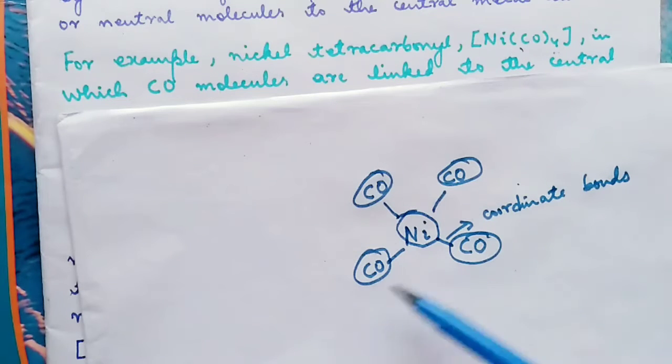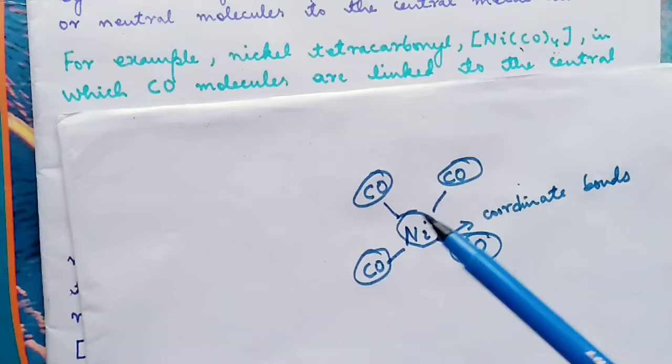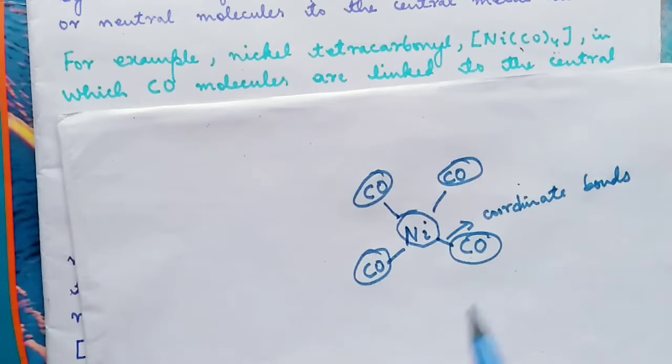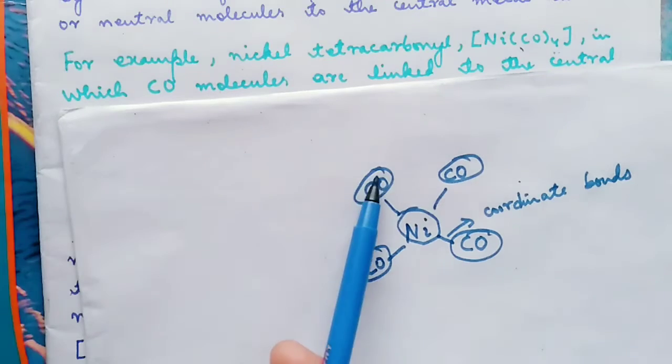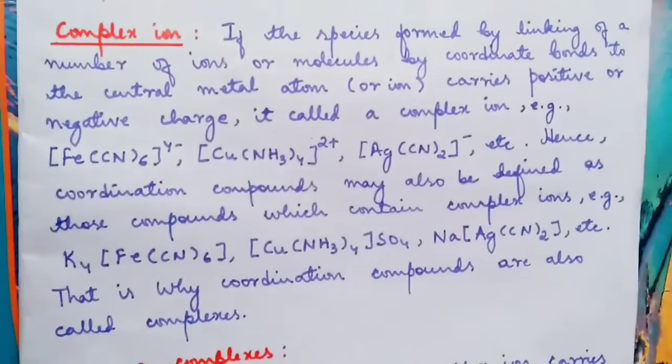So these species donate a lone pair of electrons to the central metal atom, and the central metal atom accepts a pair of what? A lone pair of electrons. This is an example of a coordination compound. By coordinate bond, we mean that there is a donation of lone pairs of electrons by these molecules to the central metal atom. So now let's come to the definition of complex ion.